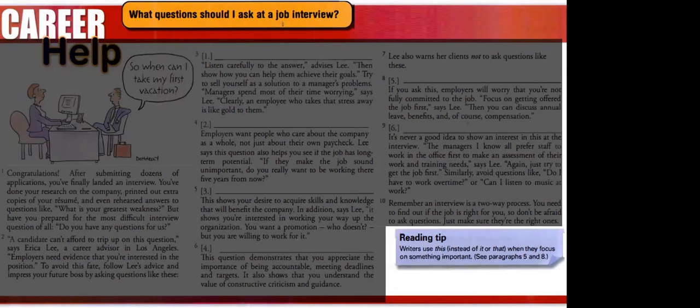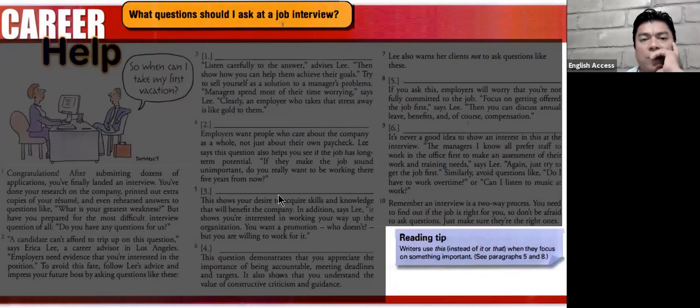Writers use this instead of it or that when they focus on something important. See paragraph 5 and 8. Yes. So when you want to focus on something important, use this instead of it or that. So that's to emphasize.